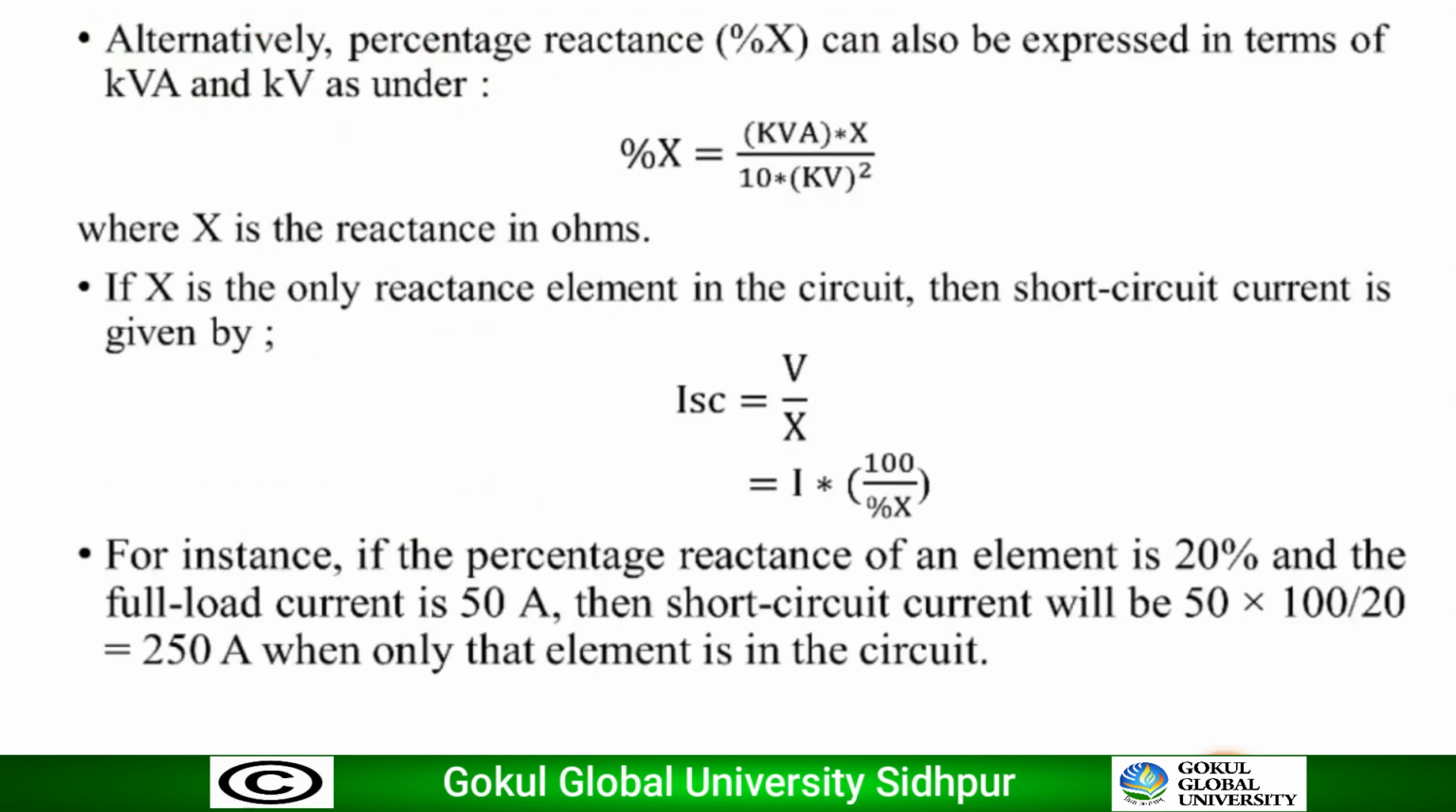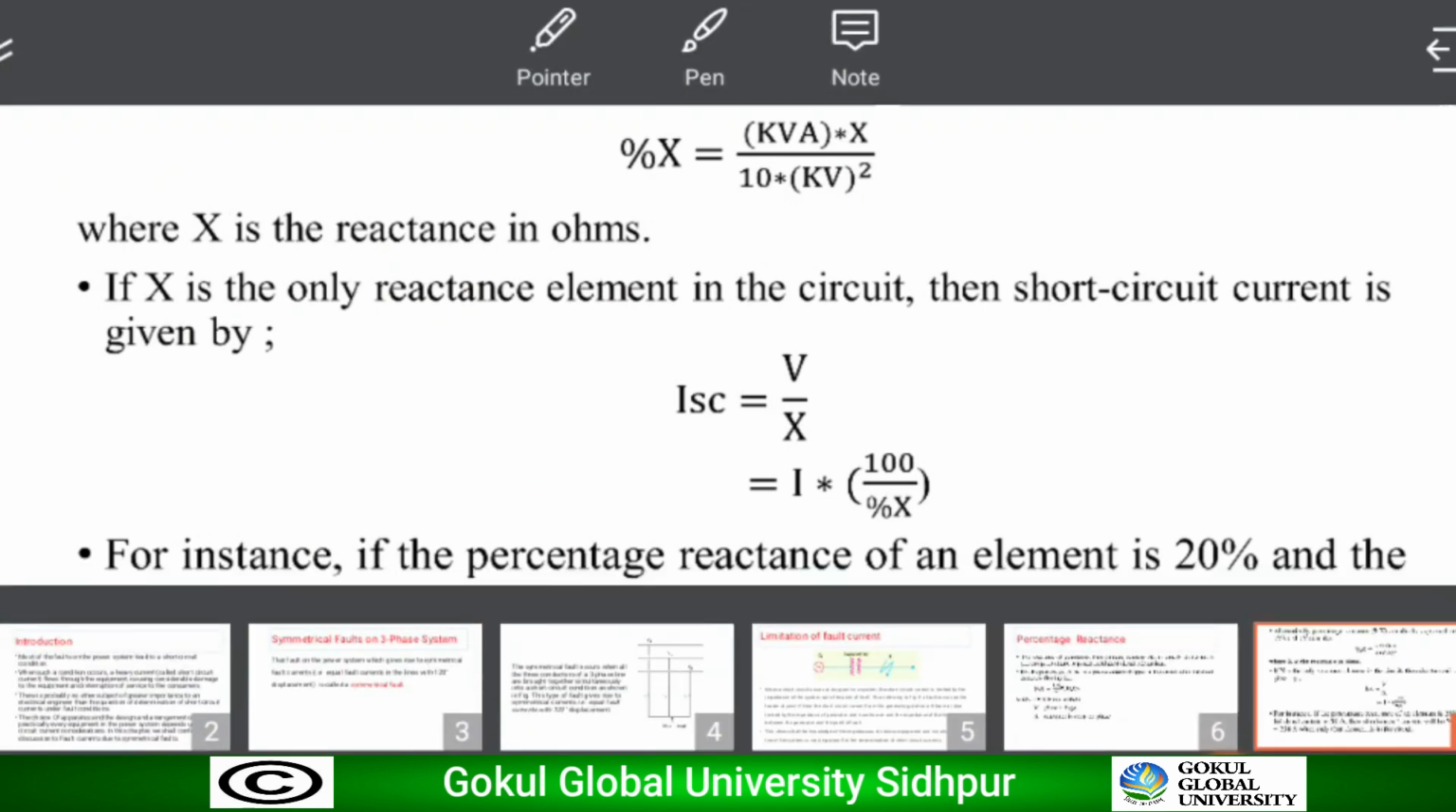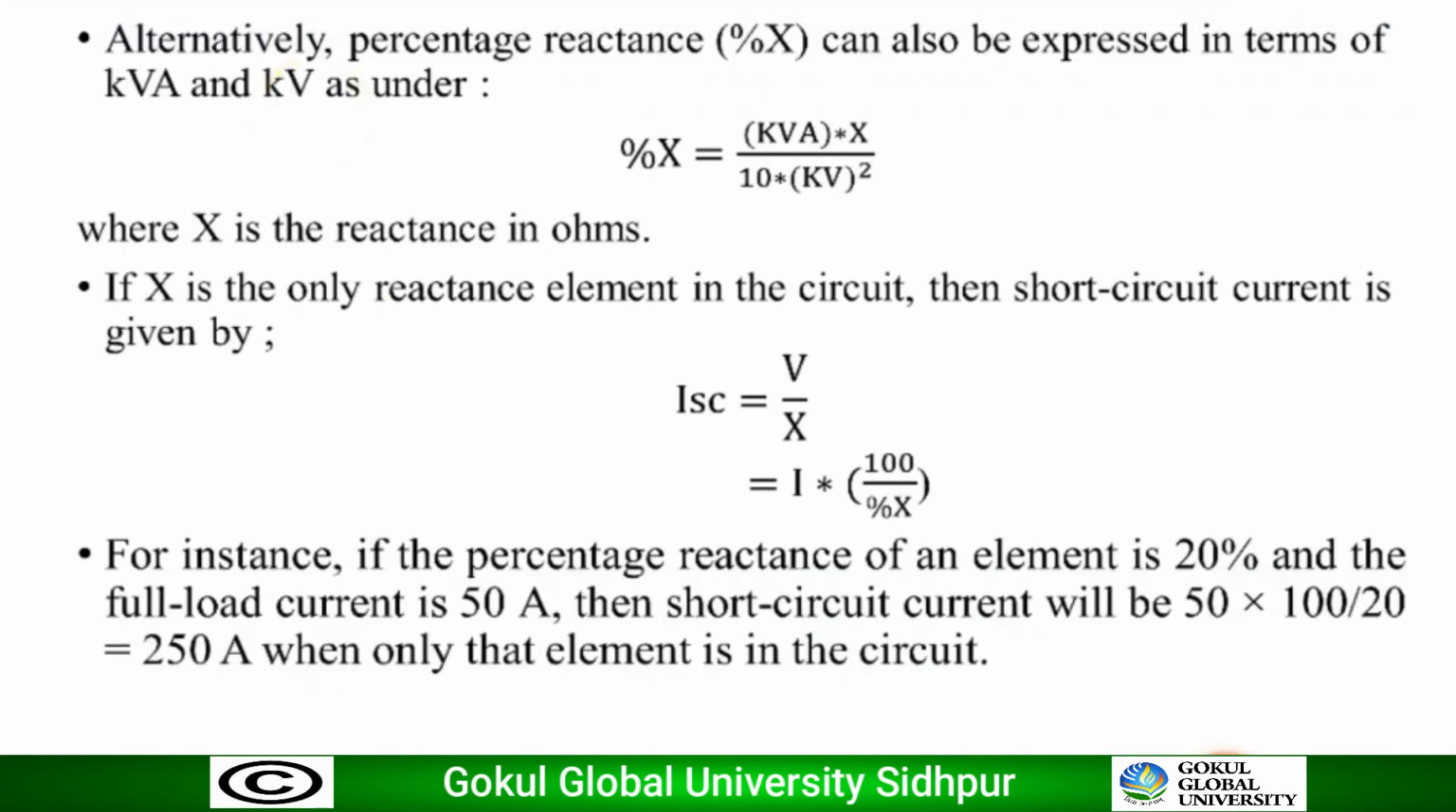Now we can also represent percentage reactance in the form of kVA. kVA means apparent power and kV is the supply voltage. So percentage reactance X is equal to kVA into X divided by 10 into kV square, where X is the reactance in ohm. From this equation we find the short circuit current.